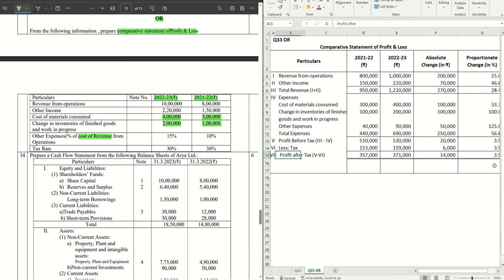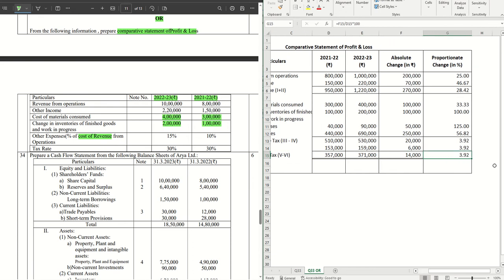So this completes our sum for proportionate change, the comparative income statement as the OR question under question number 33.